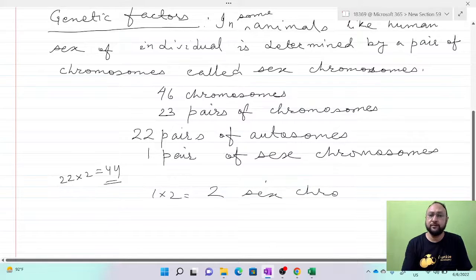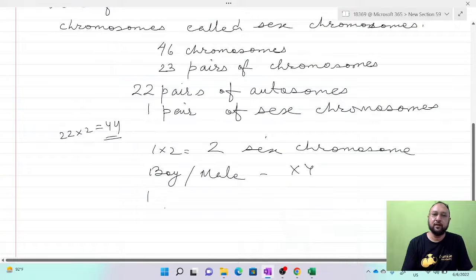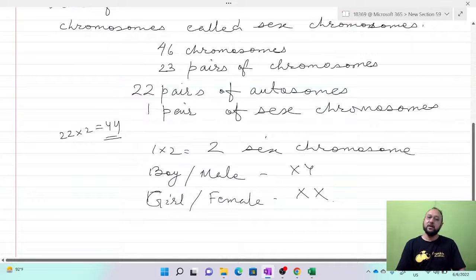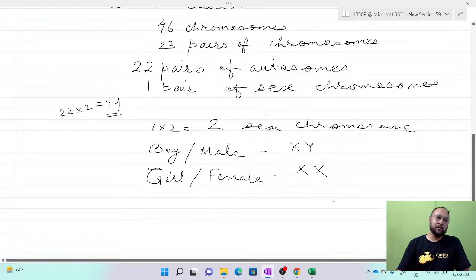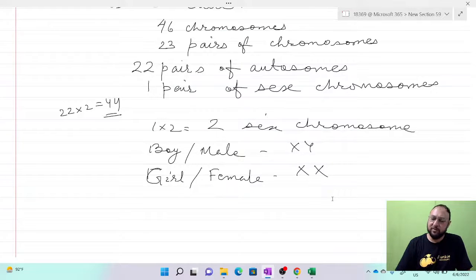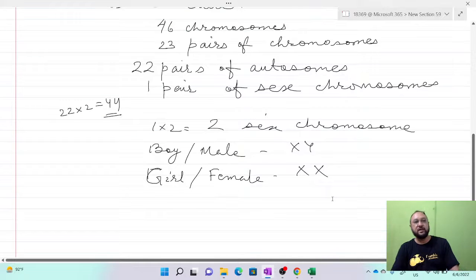In the case of a male, a boy, it is XY chromosomes. And in the case of a female, a girl, it is XX chromosomes. So there is a difference: in the male it is XY and in the female it is XX. In human beings there are 23 pairs of chromosomes, out of which one pair is the sex chromosomes.